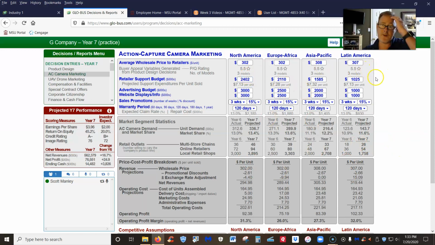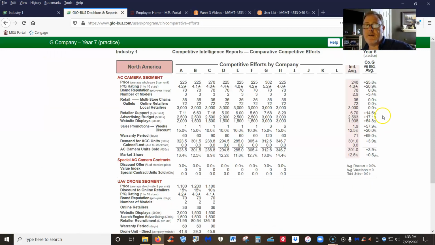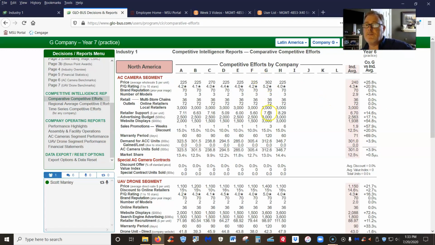Again, I want to have a premium product and sell that product at a premium price. And I believe that I did that. I want to be above average in my retailer support, above average in advertising, above average in sales promotions, above average in warranty. How do I know if I'm above average? You can take a look again at the comparative competitive efforts. I'm Team G. This will show you what my expenditures were for the various marketing variables. And as you'll see, I was above average on retailer support, above average on advertising, above average on website displays, above average in the number of sales promotions, and above average in the percentage discounts.